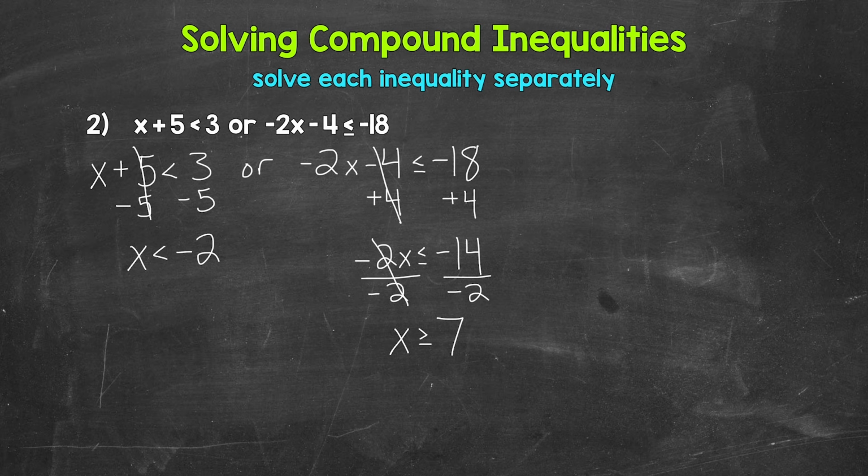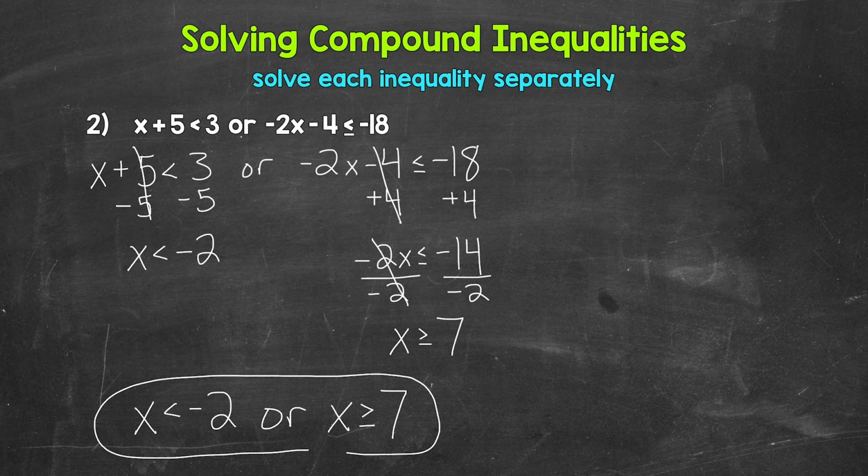And we can rewrite everything as a compound inequality. So we have x is less than negative 2, or x is greater than or equal to 7. So again, x is less than negative 2, or x is greater than or equal to 7. Any number less than negative 2 or greater than or equal to 7 is a solution of this compound inequality. It will make it true. Let's move on to numbers 3 and 4, where we will have compound inequalities involving and.